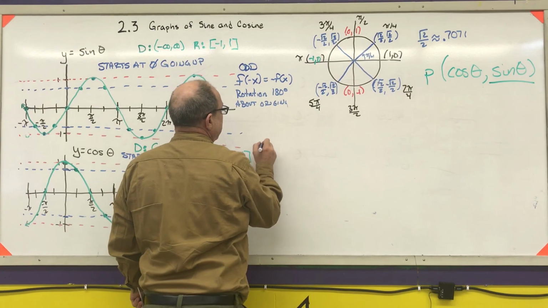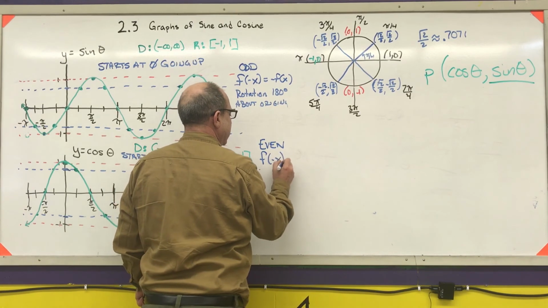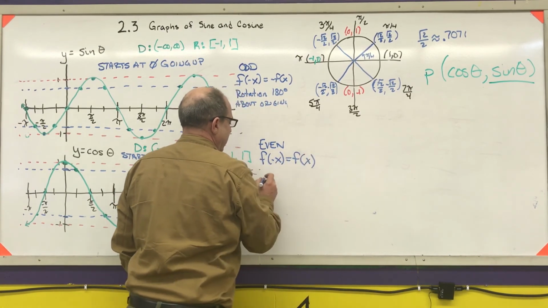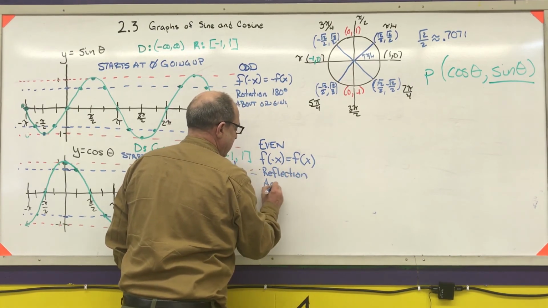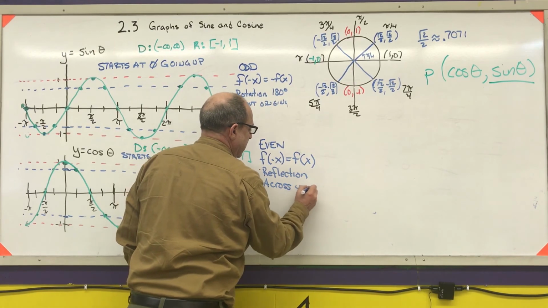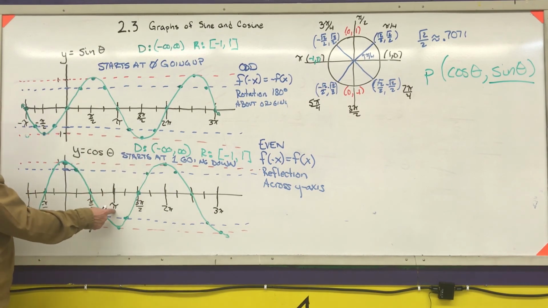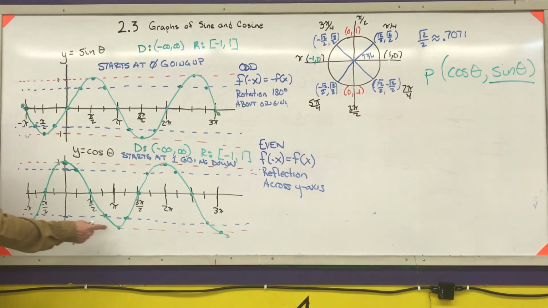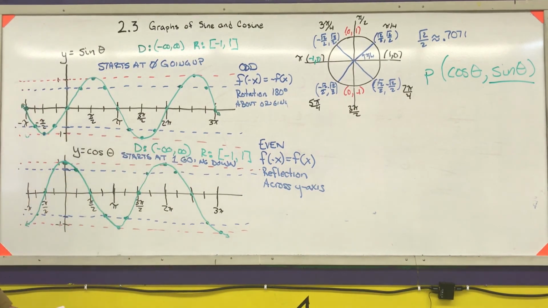Okay, an even function, that's when f of negative x is equal to f of x. That means it's reflected across the y-axis. So that means, let's pick pi. That means f of pi and f of negative pi are going to have the same value, and yes, we see that they do have the same y value of negative 1 here. So sine is an odd function. Cosine is an even function.